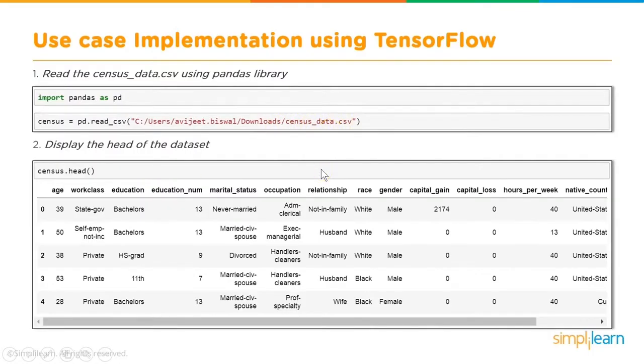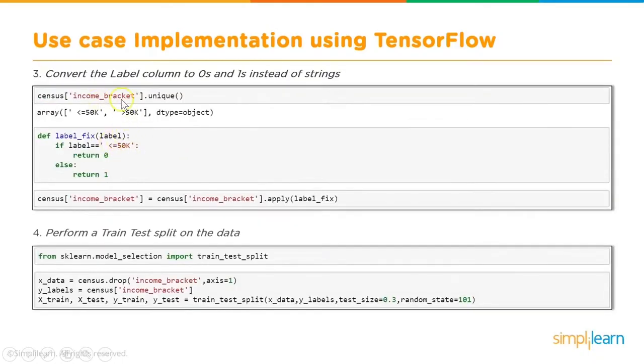It's a CSV file, and income bracket is one of the columns, which is basically our target. That is the label, rather. But this doesn't have numeric values, it has the income as text. So we need to convert that into binary values, either 0 or 1. So that's what we are doing here.